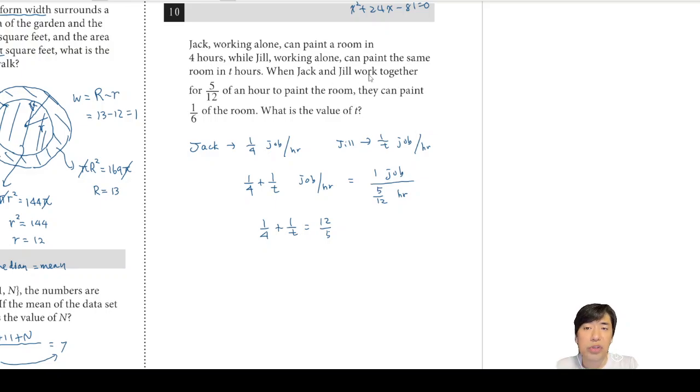Wait a second. When Jack and Jill work together for 5 over 12 of an hour to paint a room, they can do 1/6 of the room. That they don't quite finish one job. It's 1 over 6 job in 5 over 12 of an hour. So let me rewrite that.